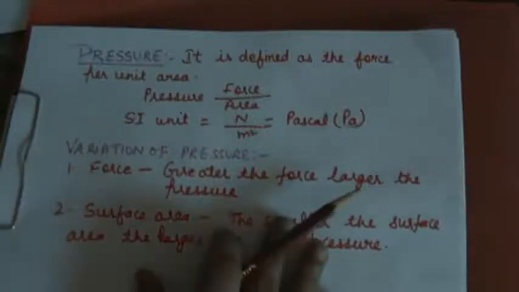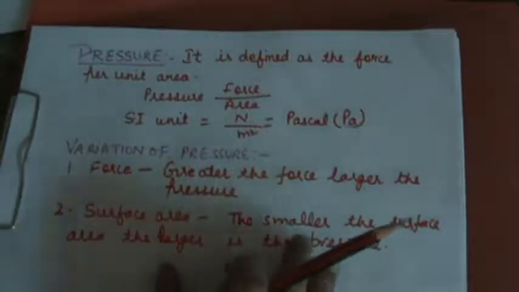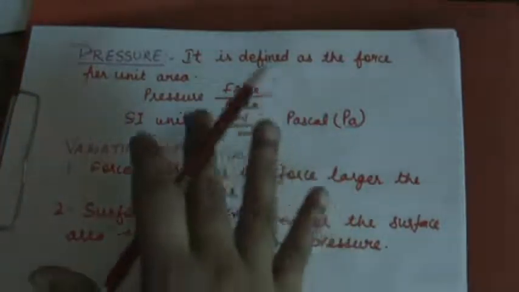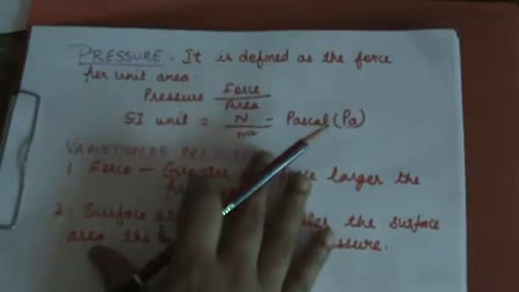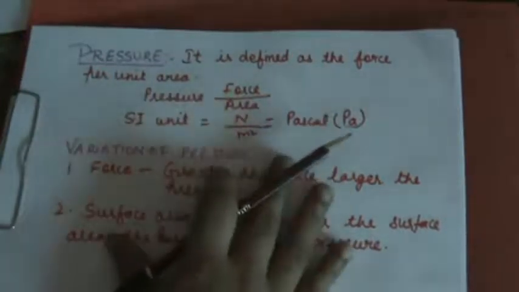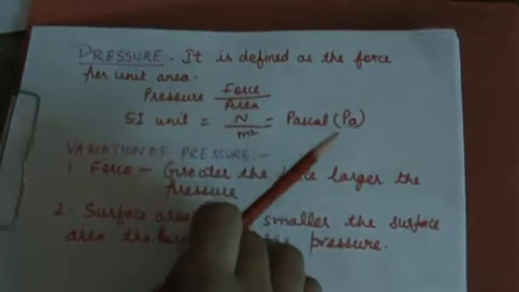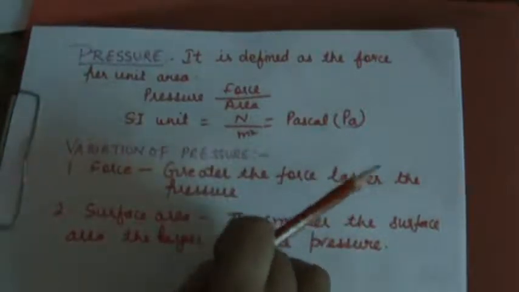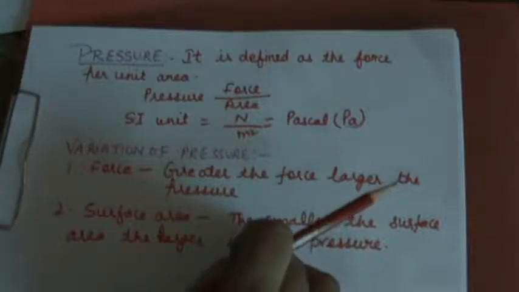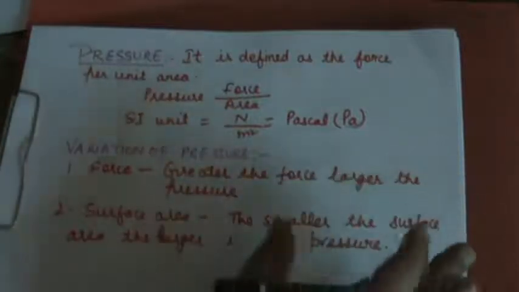For example, we can take the example of a camel. A camel has broad feet that spread on the surface, and the force applied by the camel's weight is spread over a large area. As a result, the feet of the camel do not sink deep into the sand, and it helps the camel to move quickly in the desert.